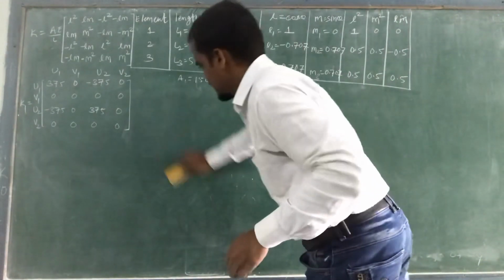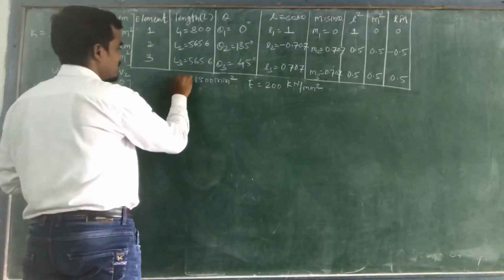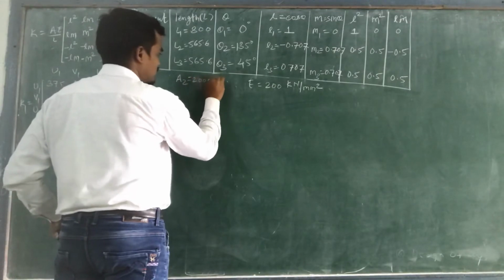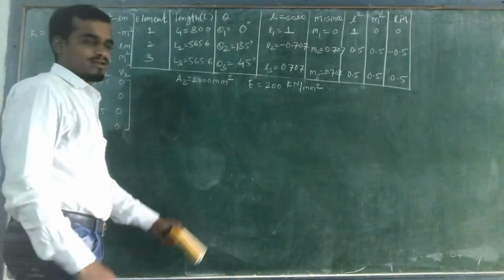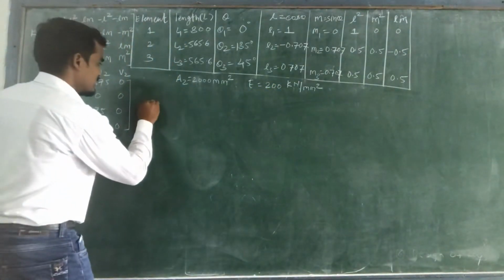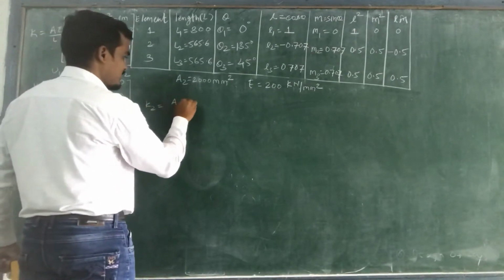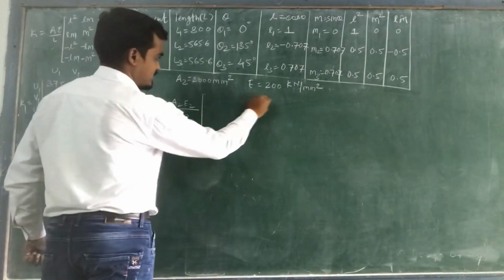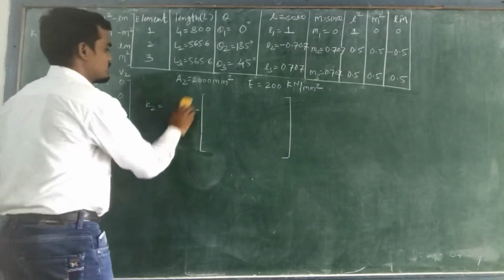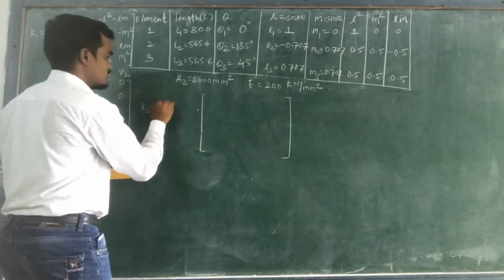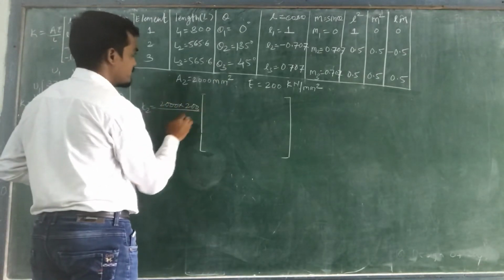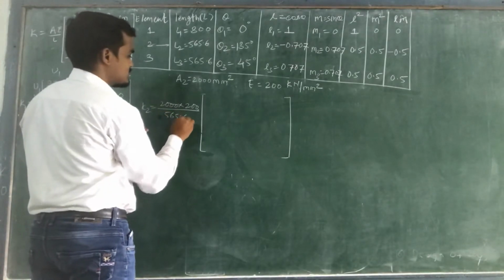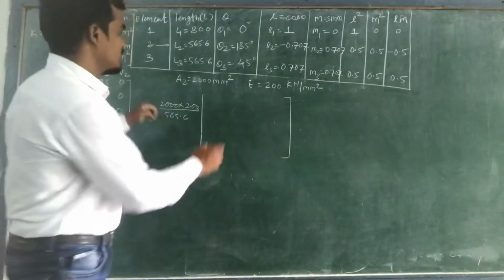Now, similarly, we need to find out the second elemental stiffness matrix. For the second element, area A2 is equal to 2000, and the value of E is the same, 200 kN per mm square. So K2 will become equal to A2 E2 divided by L into this matrix. A2 is equal to 2000 into 200 divided by L2. For the second element, L2 is 565.6 m.